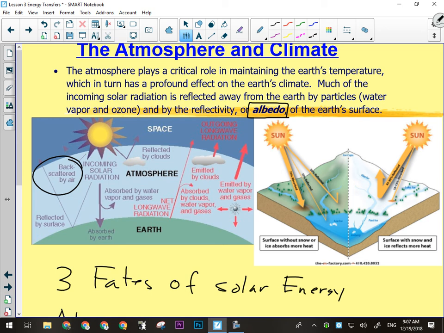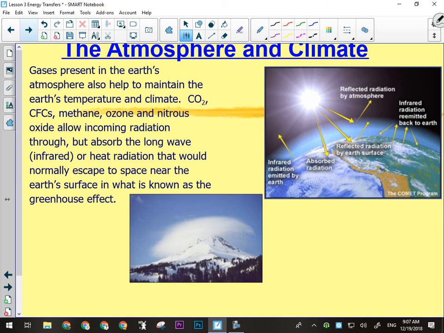Those are some of the things that can happen when the light is coming through, and with all of these things, if there's any absorption, that's going to lead to an increase in temperature. The atmosphere does absorb a fair amount of the solar radiation that comes in, and that helps it to warm up. Gases present in the Earth's atmosphere, like we said, can help to maintain the Earth's temperature and climate. Carbon dioxide, CFCs, methane, ozone, nitrous oxide all allow incoming radiation through, but they trap it. Okay, it can't get back out.